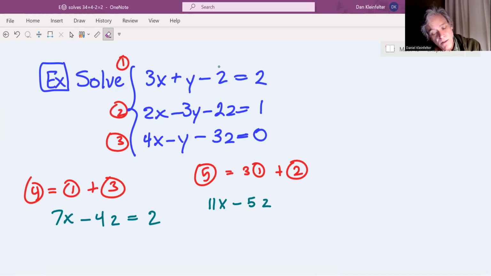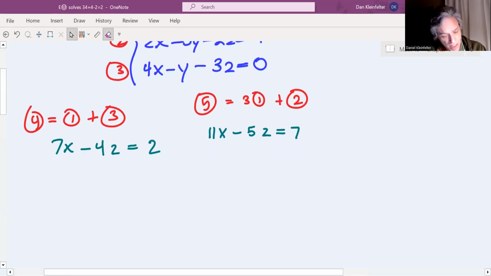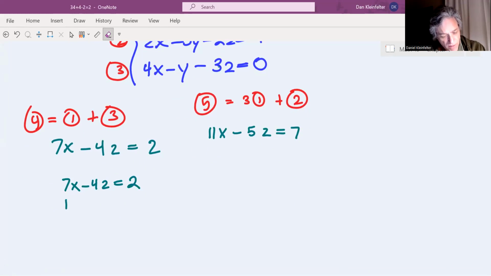Okay, 3 times 2 is 6. Plus 1, 7. Okay, that's not a plus, that's an equal. All right, so this gives us, you'll notice, a second xz equation. So we'll have 7x minus 4z is equal to 2. We'll have 11x minus 5z is equal to 7.